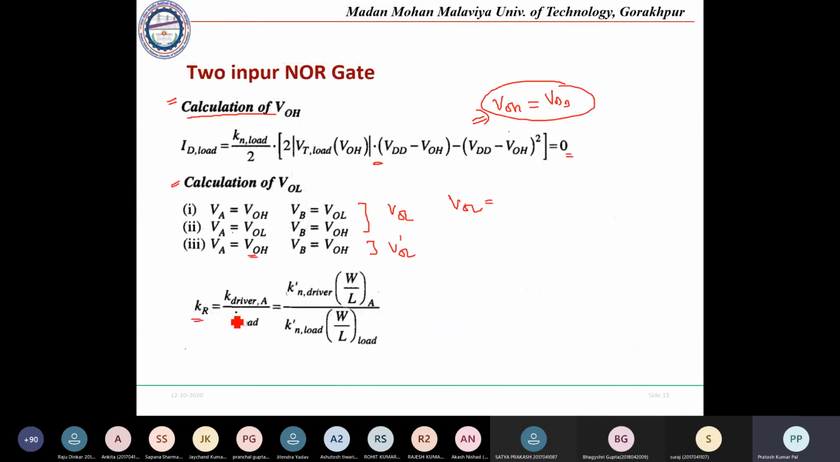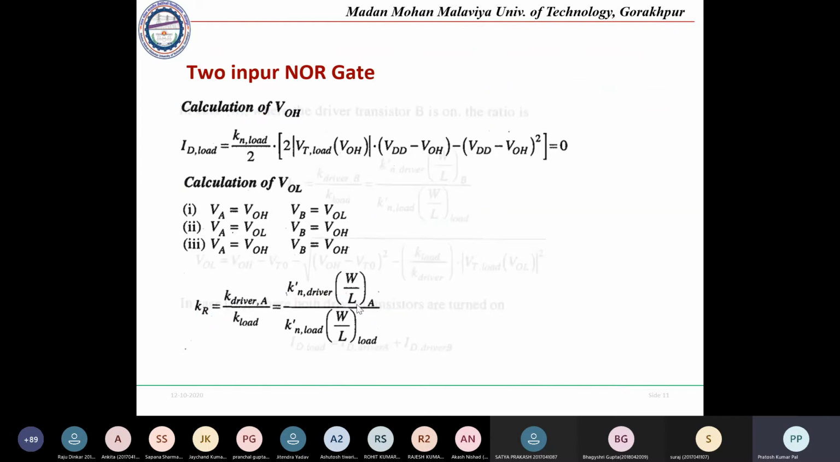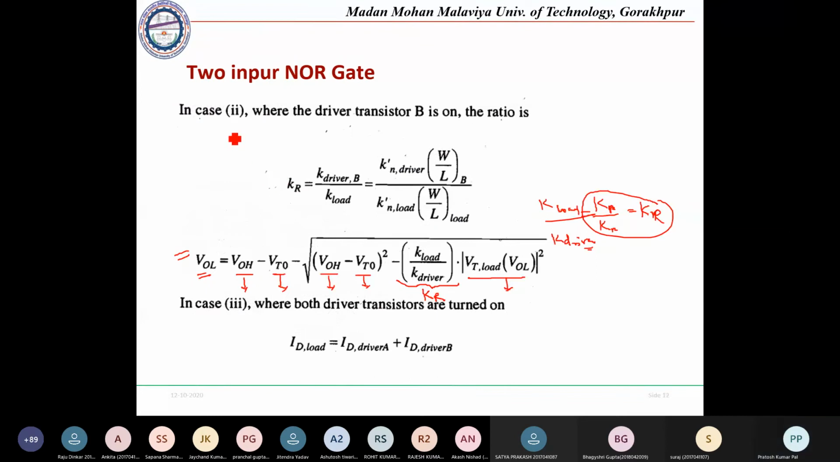So with respect to that, it will be the driver with respect to the load ratio. This transconductance will be given in terms of this W/L. Basically we need a W/L ratio. So from there we will be getting the Kr value equals to this one. Similarly, in the second case, we will be having the Kr value equals to driver divided by load.